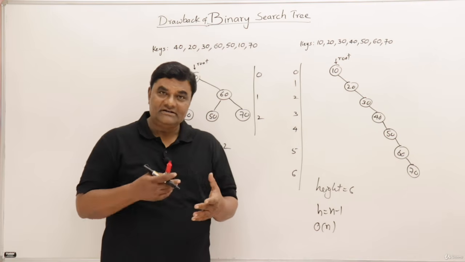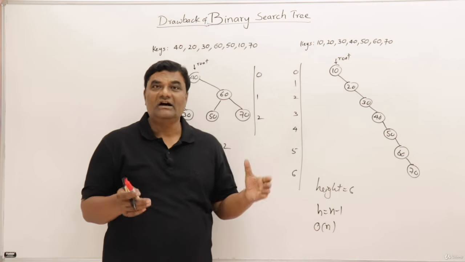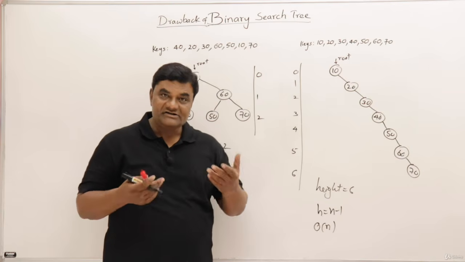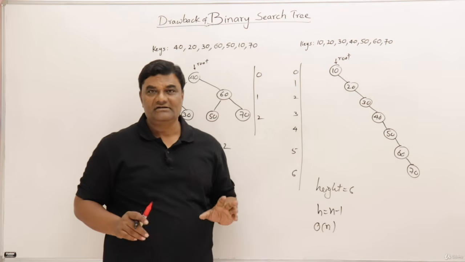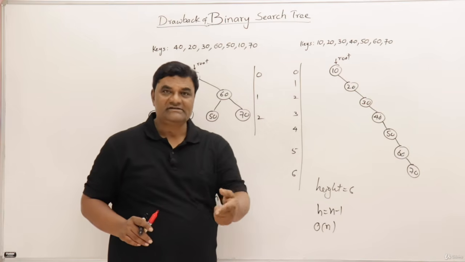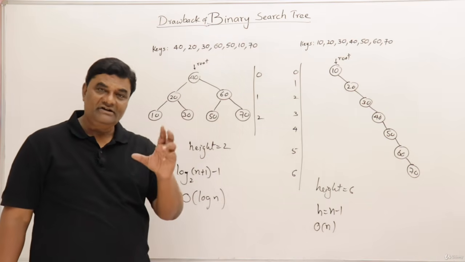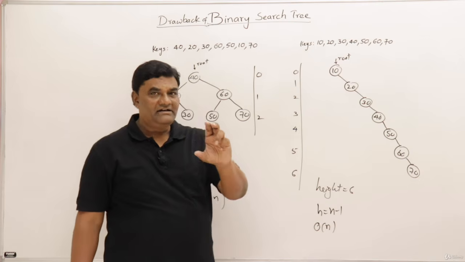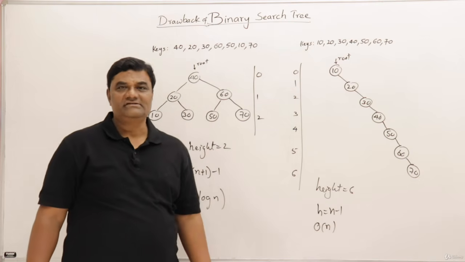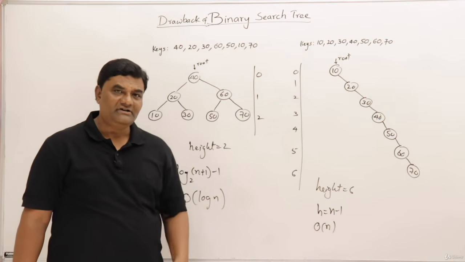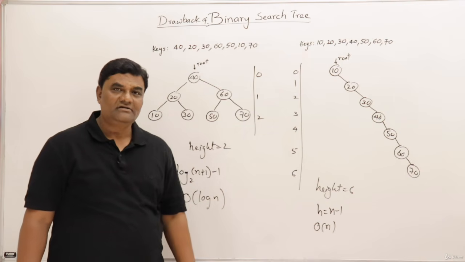So we need some method to control the height of a binary search tree. So the binary search tree itself should control its height. That's what we call AVL trees. So AVL trees are height balanced binary search trees. How they control their height, we will learn about AVL trees in the next topic.